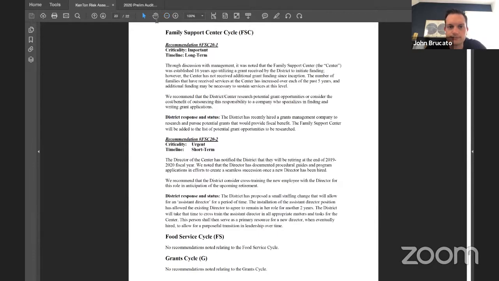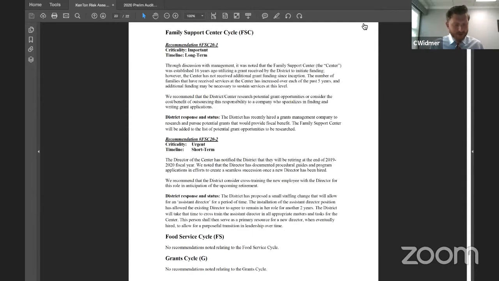Great. The other item regarding the Family Support Center, we actually assessed with an urgent criticality, and that's sourced from noting that the director of the center had notified the district that they're going to be retiring at the end of the fiscal year. And they're at the tail end, so it's an urgent matter at the Family Support Center that they transition the knowledge from the current director. Whereas in buildings and grounds, you have a little bit more time, or we hope, with the current department head over there before you have to do that.